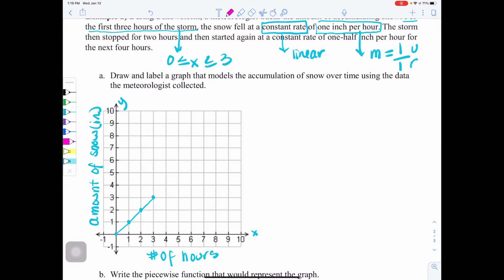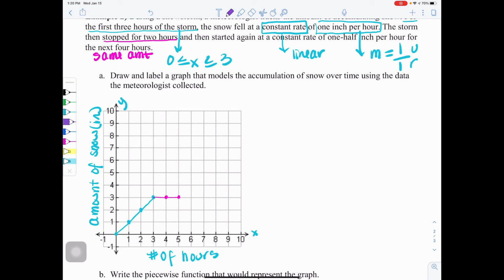It says the storm then stopped for 2 hours. So when it says stopped for 2 hours, that means that it's the same amount over that time. Nothing is changing. So to show that, we need to draw a horizontal section of the graph from 3 up to 5 to show that the amount of inches of snow has not changed, but time has gone on.